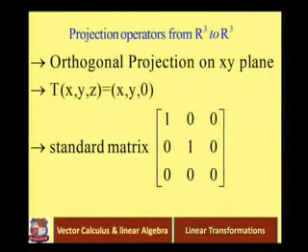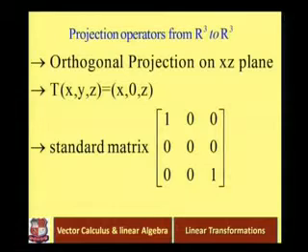So what is our standard matrix? What is our first coordinate? Again, the first coordinate is x, and the coefficient of x, y, z in the first coordinate is 1 0 0. What is our second coordinate? The second coordinate is y, and the coefficient of x, y, z in the second coordinate is 0 1 0. And the third coordinate is 0, so all the coefficients are 0 in the third row of the standard matrix.